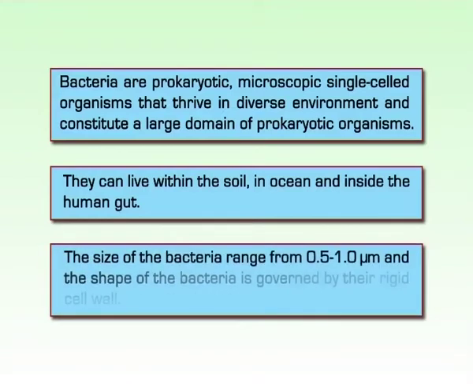The size of bacteria ranges from 0.5 to 1 micrometer, and the shape of the bacteria is governed by their rigid cell wall. So bacteria possess a cell wall that is outer to the cytoplasmic membrane. The cell wall is a very rigid structure that gives shape to the cell, and its function is to prevent the cell from expanding and bursting because of the uptake of water, as most bacteria thrive in a hypotonic environment.